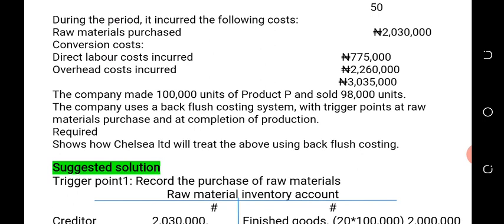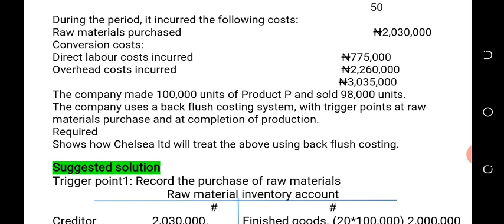Now the company made 100,000 units of product P and sold 98,000 units. The company uses a Backflush costing system with a trigger point at raw materials and at completion of production. You are required to show how Chelsea Limited will treat the above using a Backflush costing. So how will they treat this above using a Backflush costing?